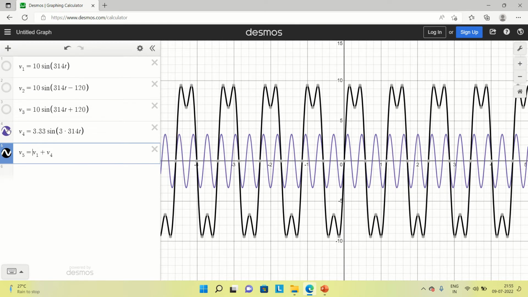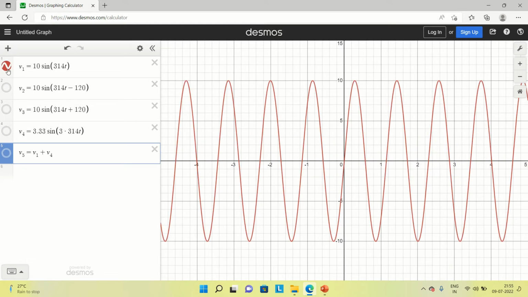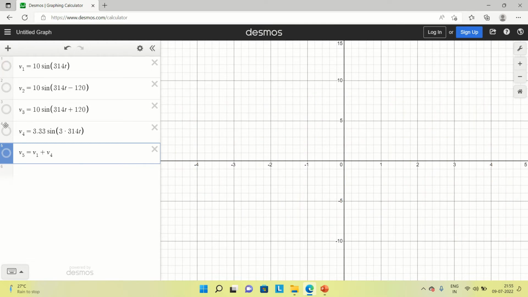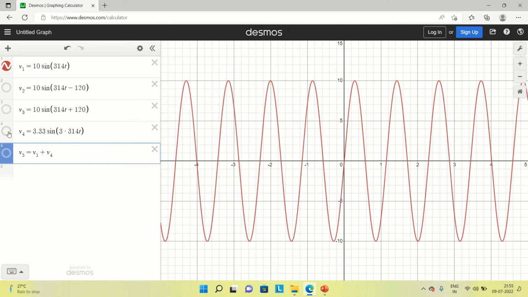Okay, so I'll just go for my fundamental waveform. I just remove these two. My fundamental waveform is in red color. This is 50 Hz signal. Okay, now I'll go for my third harmonic signal.